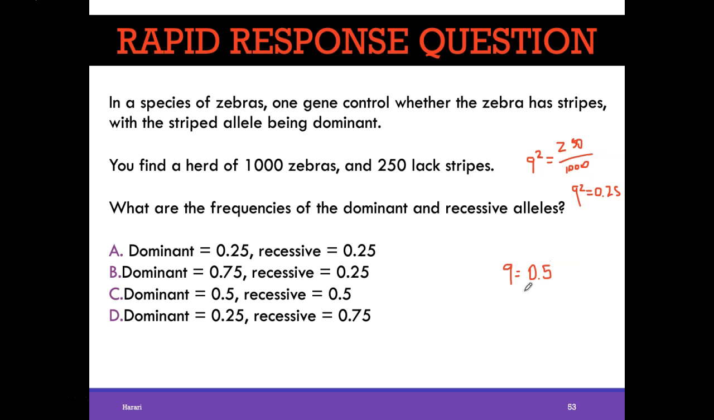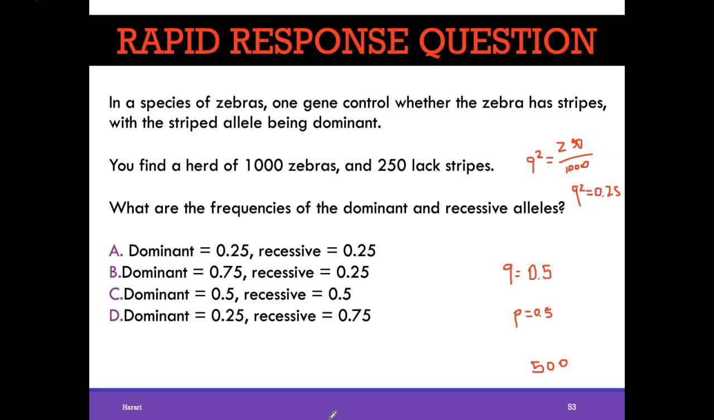If Q is 0.5, that means P has to be 0.5 also. And the answer is C. And with this information, you could answer a lot of different questions. So I could say, how many of 1,000 zebras would be heterozygous? Then you would have to do 2PQ, right? You would have to take P times Q and multiply it by 2. And the answer would be 500 would be heterozygous. 500 of those 1,000 zebras would be heterozygous.